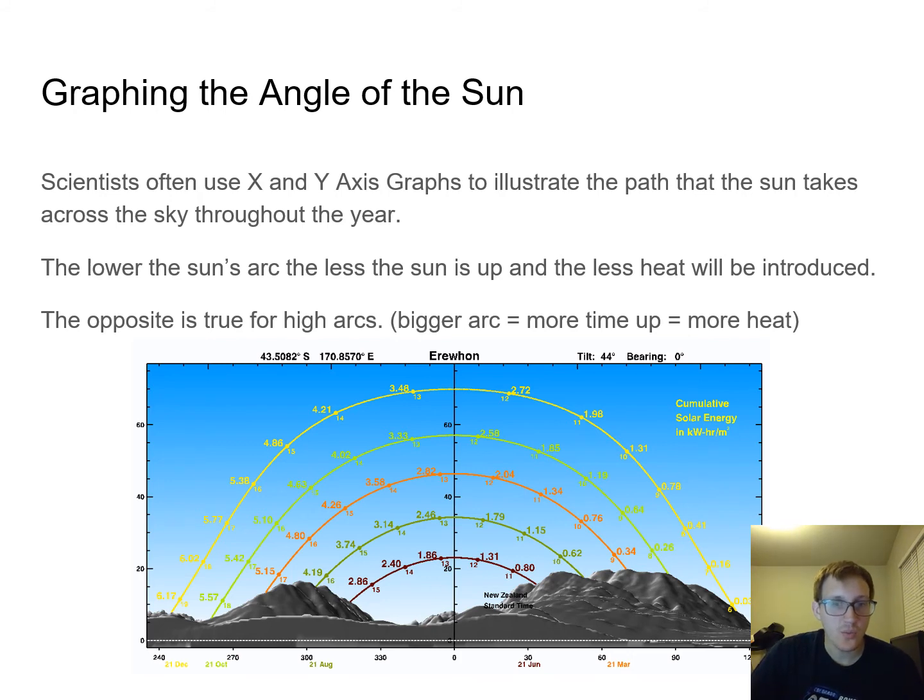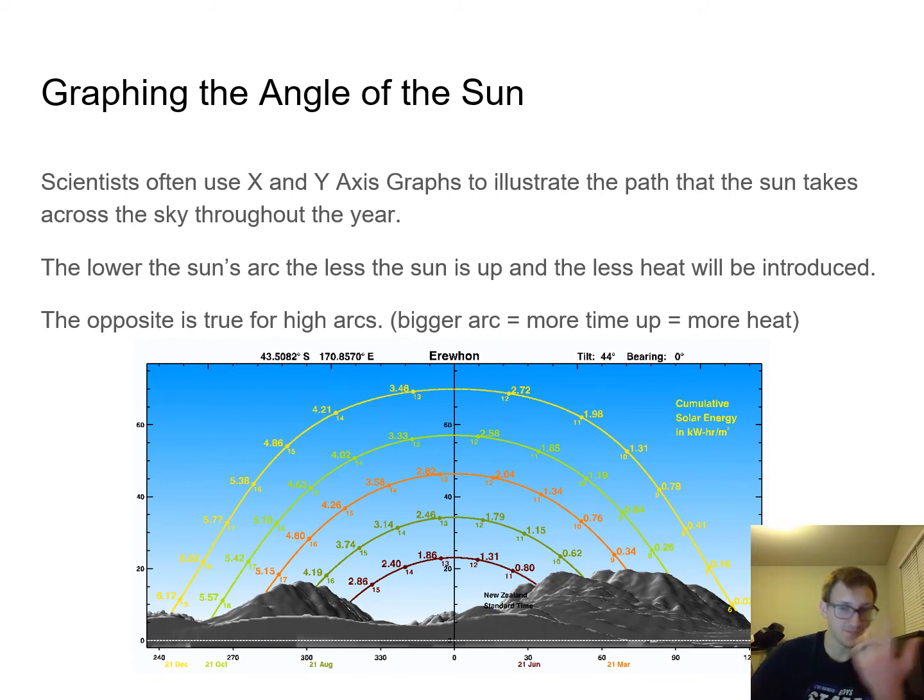Okay, so graphing the sun angle. I like this graphic down here at the bottom. It shows you the path of the sun at certain times over the course of a year. What we're trying to explain here is why, because the sun has this path, we have summer and why the southern hemisphere has winter and that sort of thing.